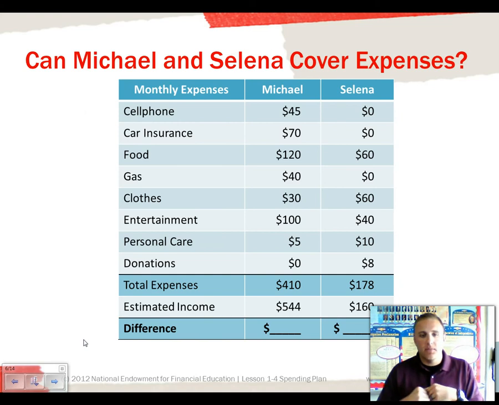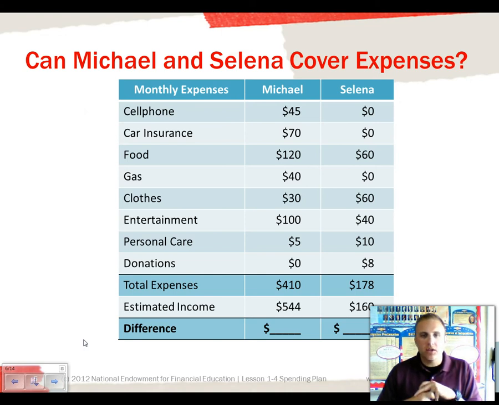When you add these all up, you look at the total expenses. Michael is spending roughly $410 a month on those given expenses. His counterpart, Selena, is spending roughly $178 a month. While it may not seem that high, while it may not seem that low, we have to put it in comparison to how much money they are making. Michael's estimated income on a given month is $544, whereas Selena's is $160.